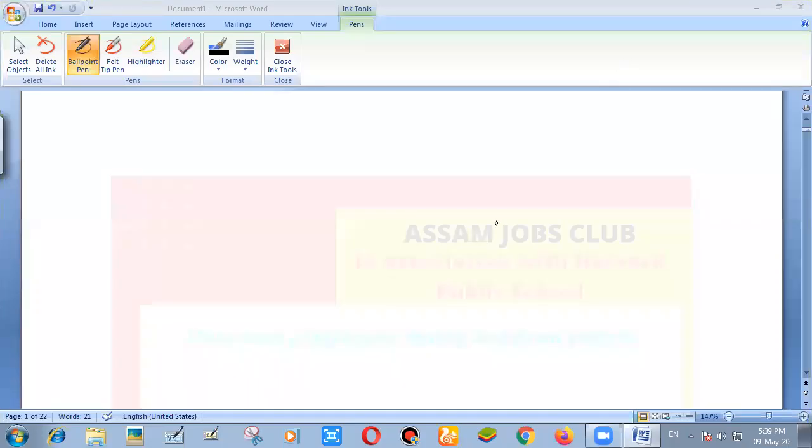Now, see this one. Yesterday we discussed up to exercise 3.4. So today we are going to start the new topic. All of you see page number 57 of your NCERT book.